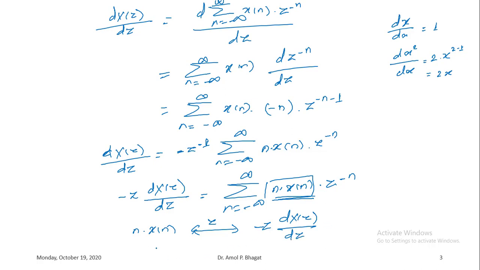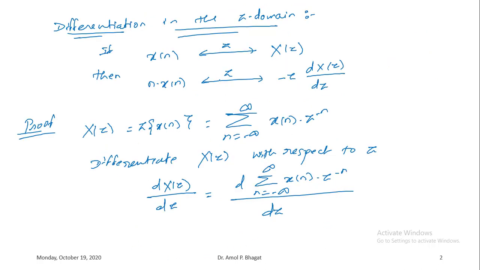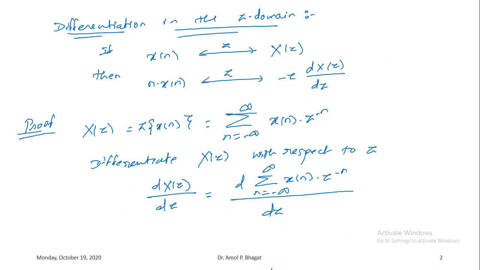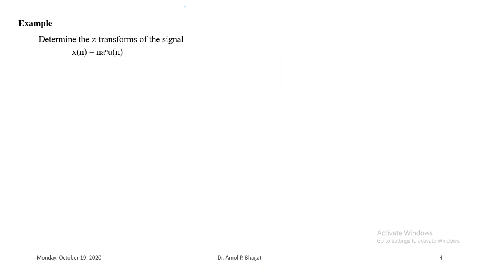Again, both z transforms have the same ROC. So let's consider that both transforms have the same ROC. This is how you can apply differentiation in the z domain to determine the z transform of n into x of n. So let's try to solve one example here.